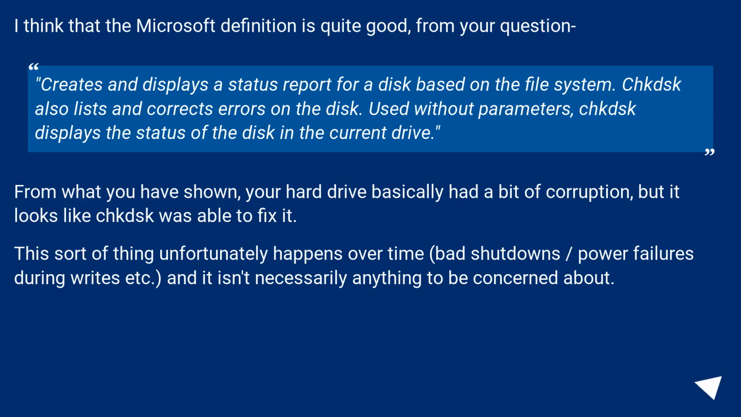I think that the Microsoft definition is quite good. From your question: creates and displays a status report for a disk based on the file system. chkdsk also lists and corrects errors on the disk. Used without parameters, chkdsk displays the status of the disk in the current drive. From what you have shown, your hard drive basically had a bit of corruption, but it looks like chkdsk was able to fix it. This sort of thing unfortunately happens over time: bad shutdowns, power failures during writes, etc. It isn't necessarily anything to be concerned about.